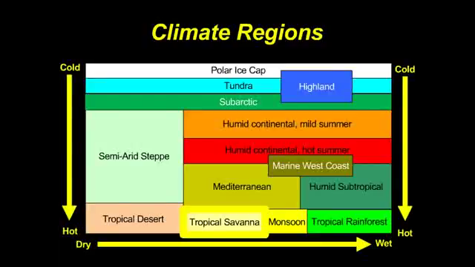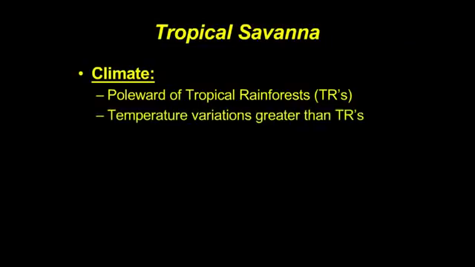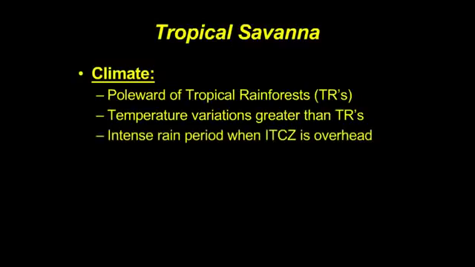Just like the monsoon and tropical rainforest, it's quite hot here in the savanna. The only difference is it's a bit drier. Tropical savannas are going to be poleward on both sides of the tropical rainforest. Further, these are going to be areas that have temperature variations that are greater than tropical rainforests. This makes sense because these are going to be areas that have greater variability in their day length, but also have less sun angles during certain times of year than the tropical rainforest.